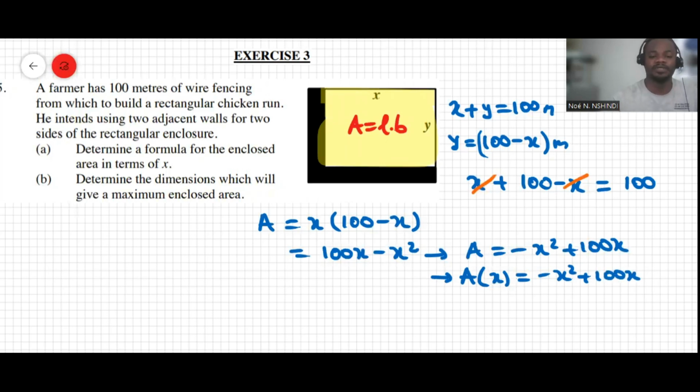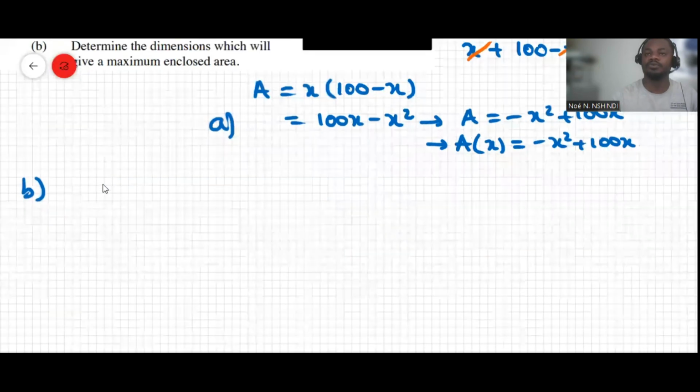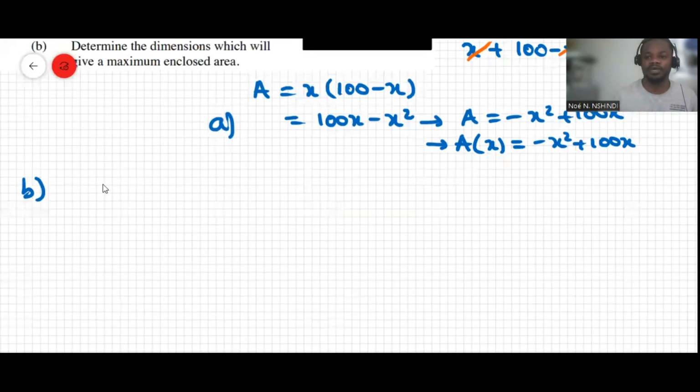Now B, that was question A. Now B, the question said determine the dimensions which will give a maximum enclosed area. So to do that, we can do it by completing the square, okay? When they say the maximum, this is true because the leading coefficient here is negative. So we can take the negative out as a common factor, -1. And then this will be x squared minus 100x.